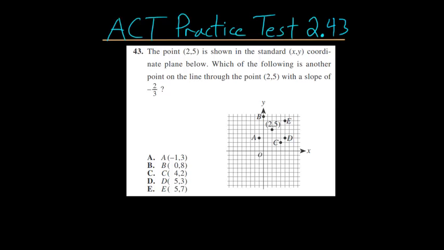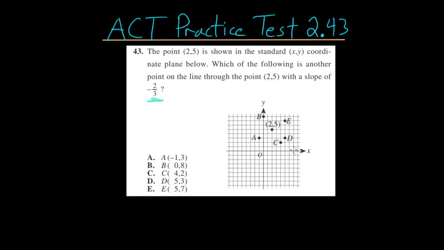For the 43rd problem on the second ACT practice test, the point (2, 5) is shown in the standard xy coordinate plane below. Which of the following is another point on the line through the point (2, 5) with a slope of minus 2/3? So we have this point right here, this (2, 5), and we're essentially going to have a line going through this point with this slope of minus 2/3. And the question is asking us, which other of these points here would the line go through?